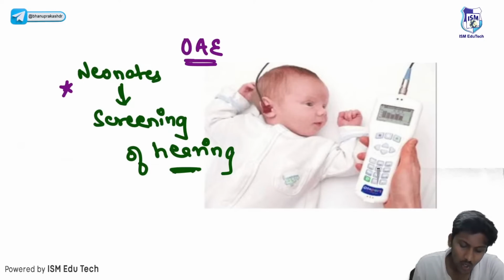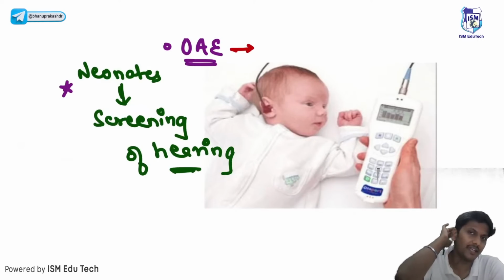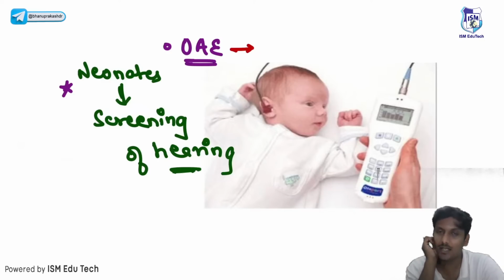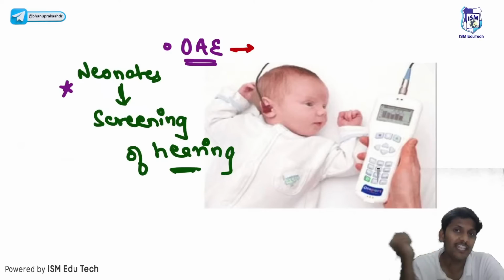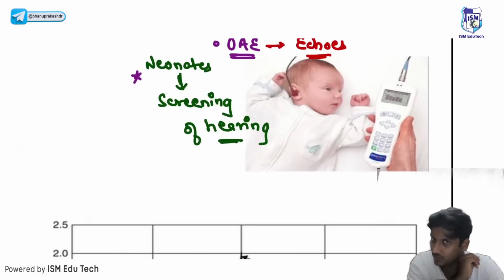What is OAE? Otoacoustic emissions. What we were doing in BERA, we were giving sound to the ear of this patient and we were recording the electrical changes from his auditory pathway or from his brainstem area. But here, we will give sound to the ear of this patient and then we will record the echoes coming from the outer hair cells of the cochlea. Okay, so that is what is done.